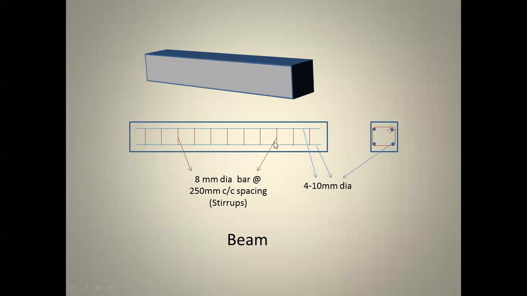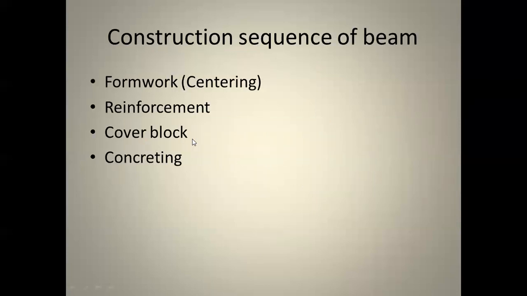And step 3, we know this reinforcement should not be exposed to the atmosphere, so we'll keep a cover block and place the complete cage above the cover block. That is step 3. Then finally we will do concreting. After some days we'll cure the concrete for a few days and we will remove the formwork and our beam is ready. So this is the beam. It will have main reinforcement and stirrups. So the construction sequence, we know first we will do centering, then reinforcement, then cover block and concreting.